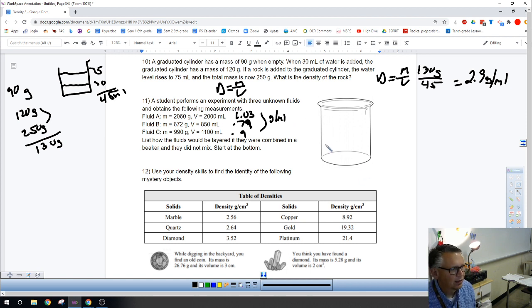So if we had our liquids here, the most dense one would be on the bottom. So we would have liquid A on the bottom. And then the next least dense would be C. And then the least dense would be B. So it should go B, C, A.